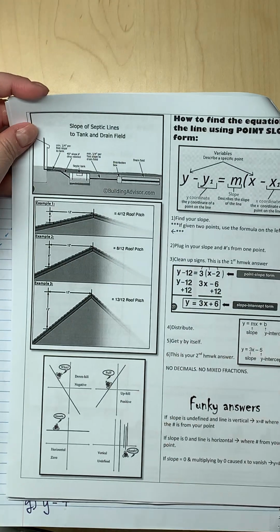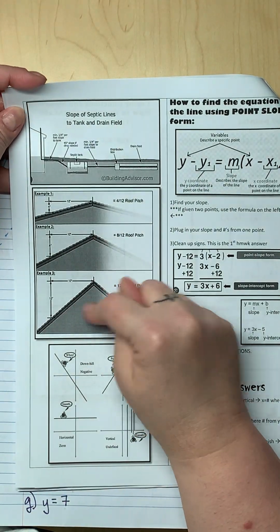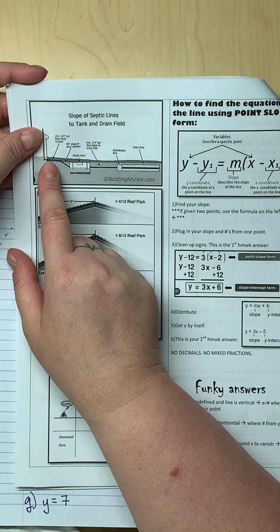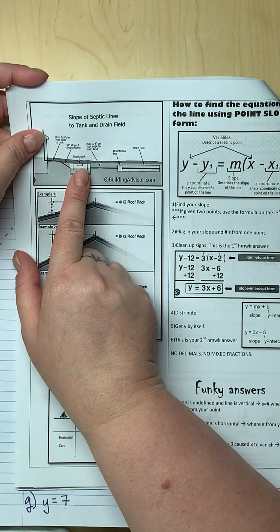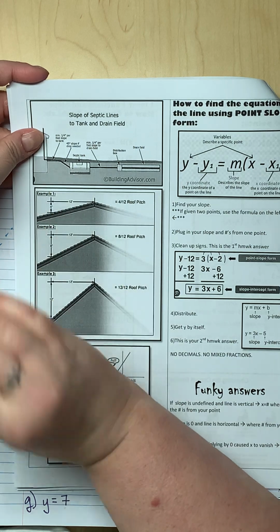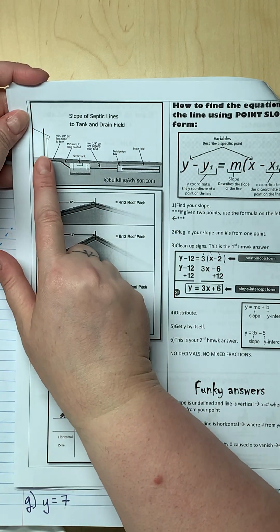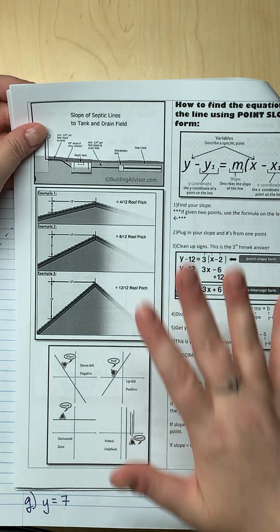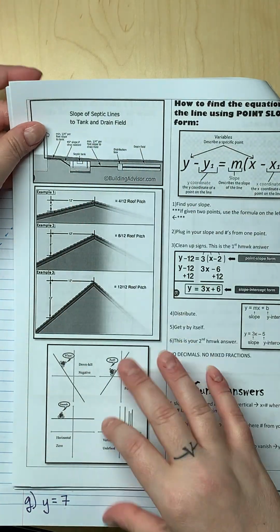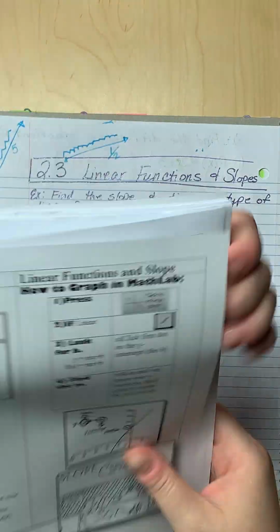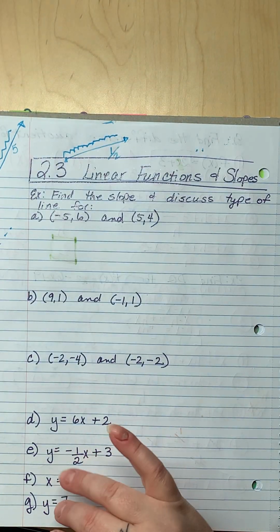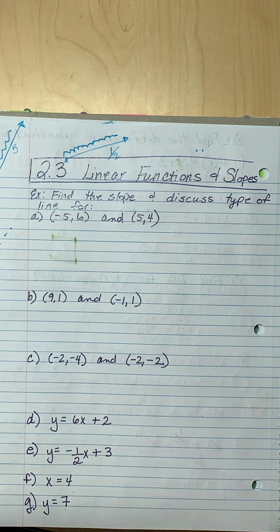Another thing we use slope for is to describe the pitch of a roof. Or if you live out in the country and you have a septic tank, you just can't bury the septic tank wherever you want. You have to have a certain slope from your house to the septic tank to be legal. So we use slope for all kinds of things: roofs, septic tanks, wheelchair ramps, all kinds of stuff. Okay, but now we're just going to do some algebra. Boo. Okay, so it says find the slope and discuss the type of line for this.